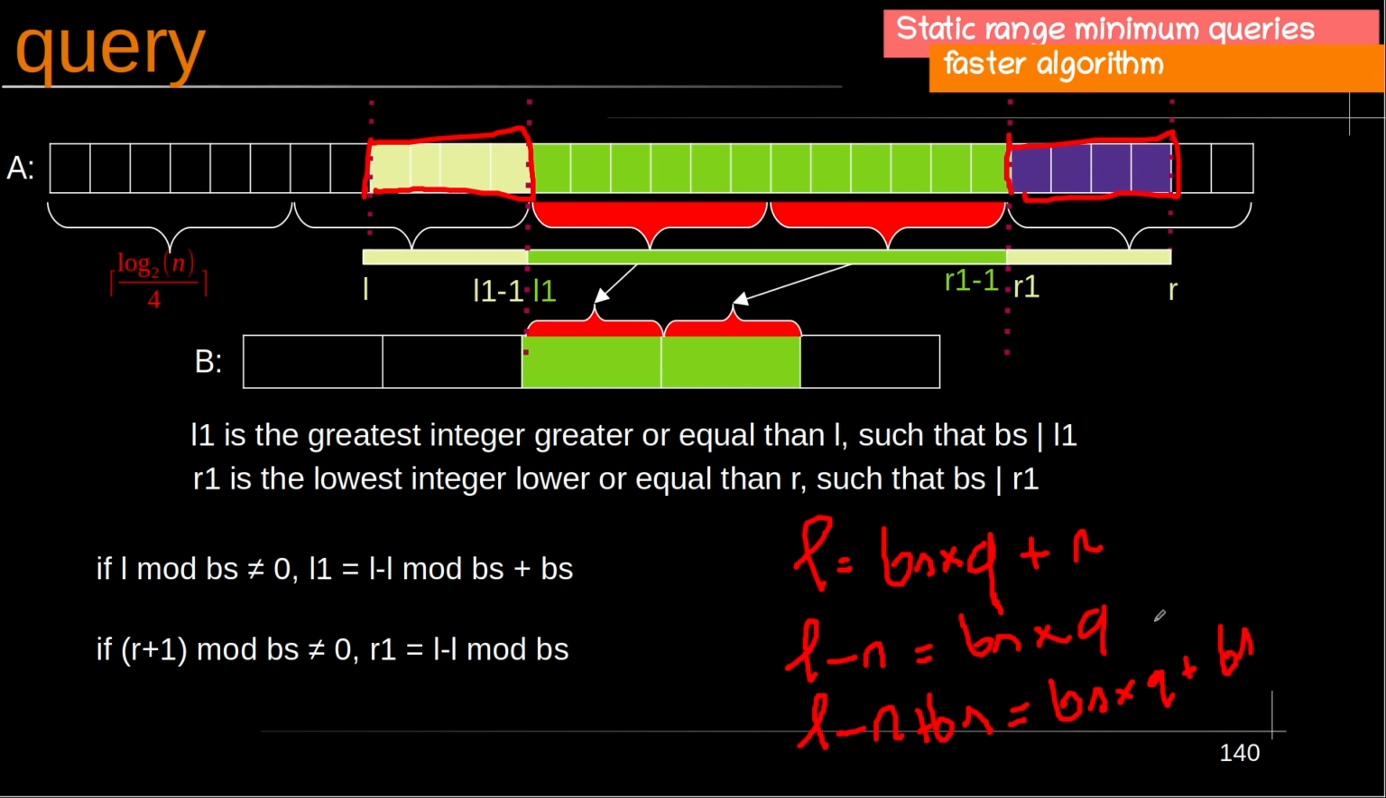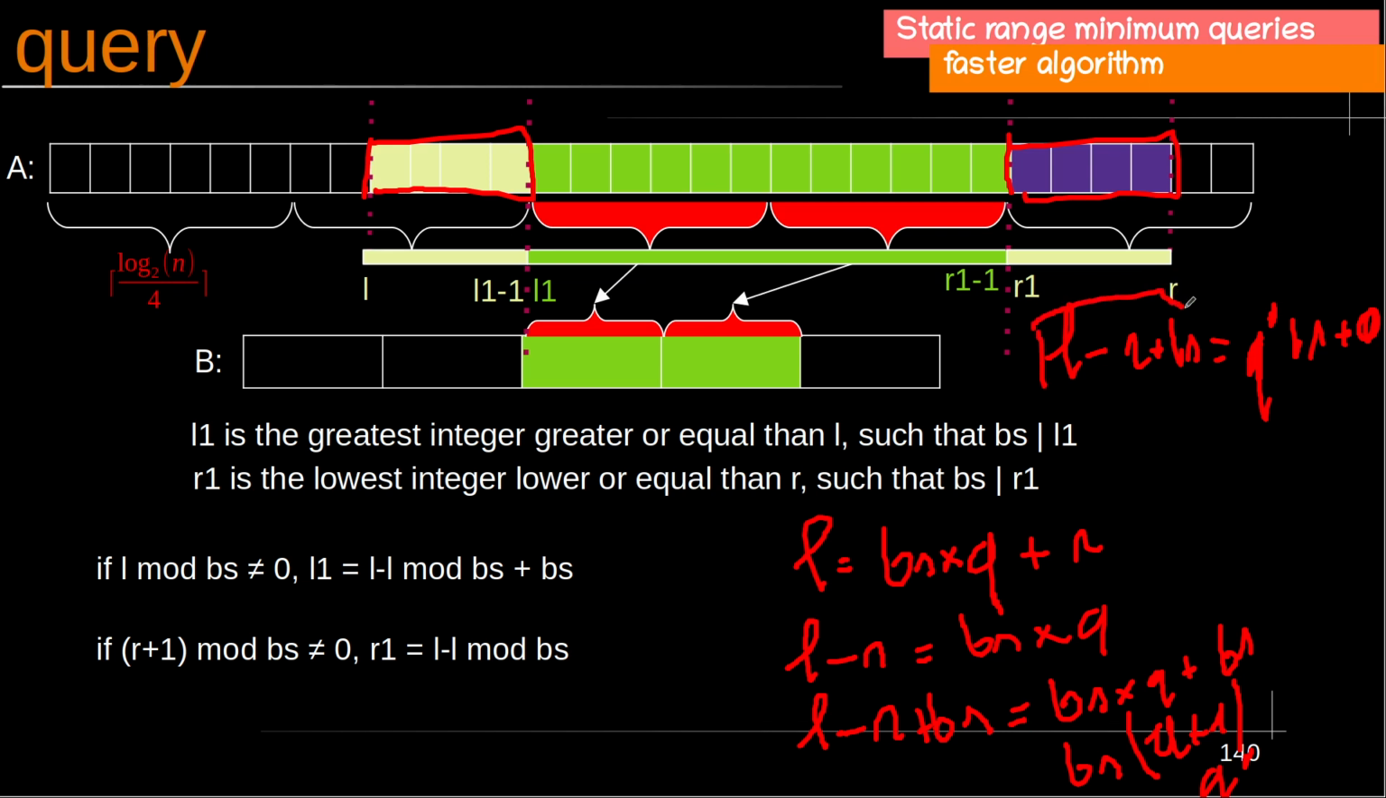So we can put this together: BS times Q plus 1. We can call this Q prime. So I will have L minus R plus block size is equal to Q prime times BS. We have shown that there's no remainder here, because, as we have seen, we add BS. So I can say that this expression is divisible by BS. So this is L1.